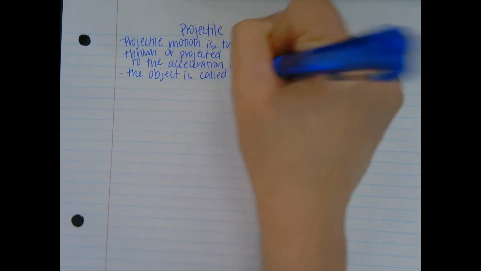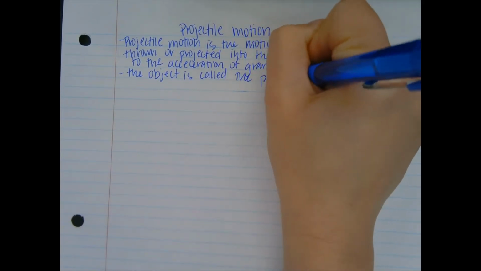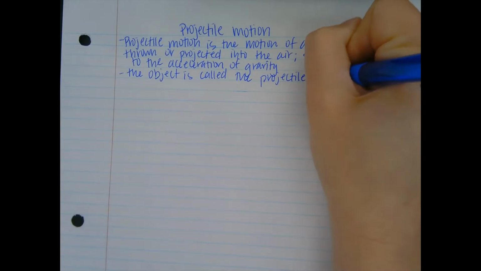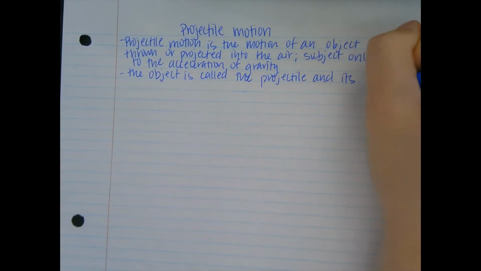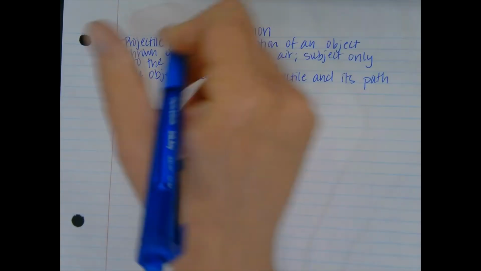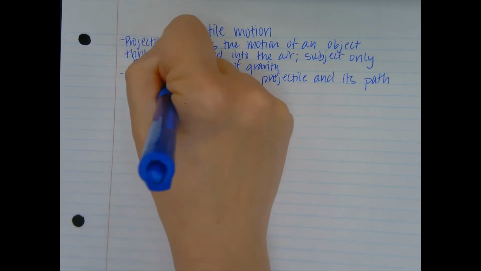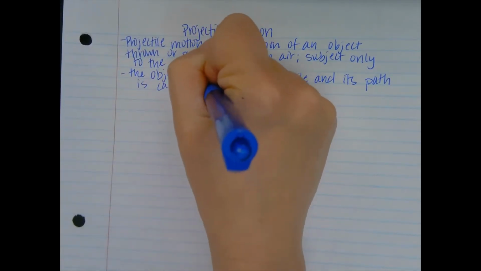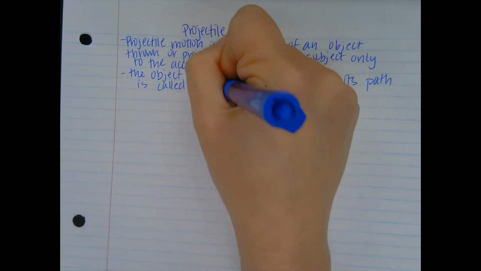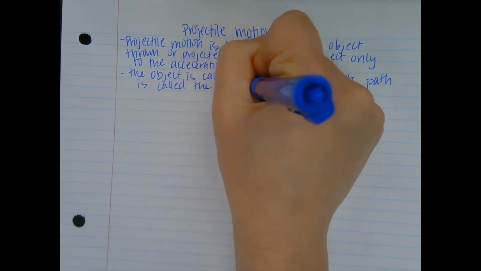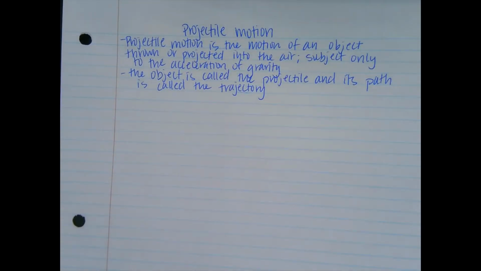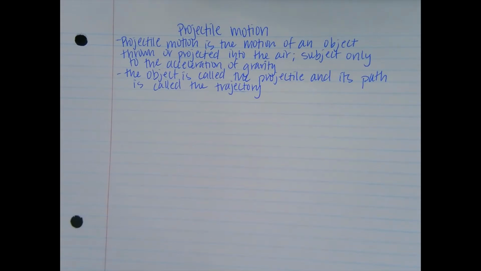So the object is called the projectile, and its path is called the trajectory. So the object itself is called the projectile, and the path is called the trajectory.